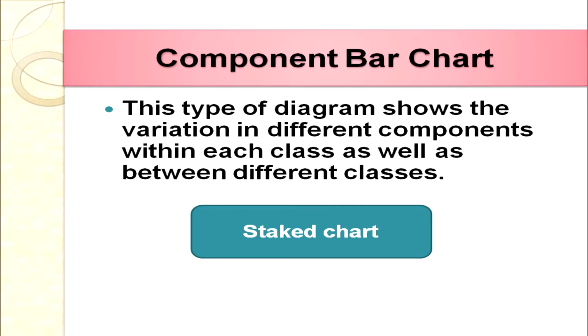So, this type of diagram shows the variation in different components. That means in a single bar I will be able to identify that this portion belongs to this and that portion belongs to that. We are able to identify that, and it also shows variation between different classes. So, this type of diagram shows the variation in different components within each class as well as between different classes. For example, a stacked chart. Now, let us take an example to understand it better. Suppose this question is given to me.